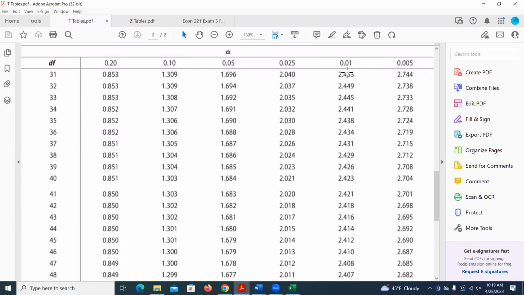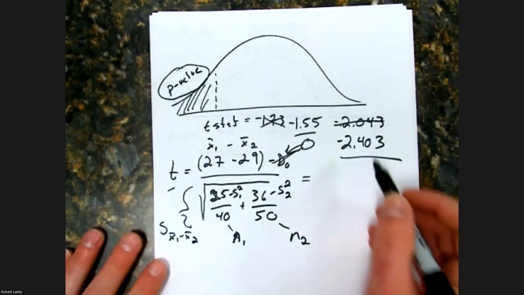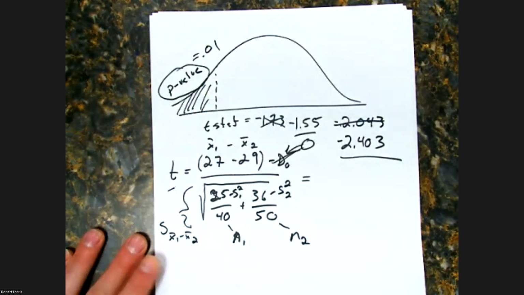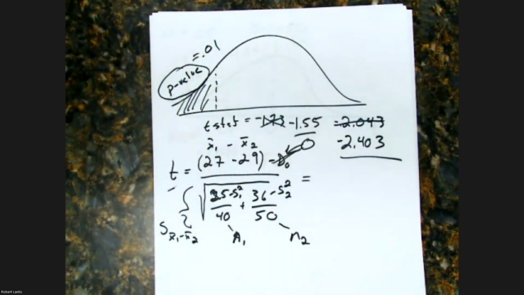Now, remember, I had a negative 2.403, but once again, it's a symmetric distribution. So the area to the right of positive 2.403 is the same as the area to the left of negative 2.403, which is what I wanted. So 0.01 in that scenario would end up being my p-value. And then I could make rejection decisions with that.